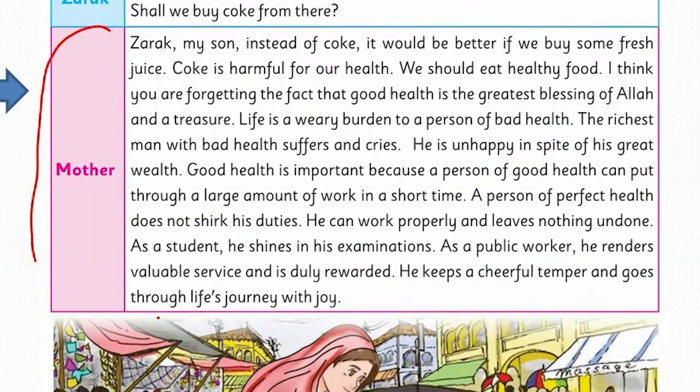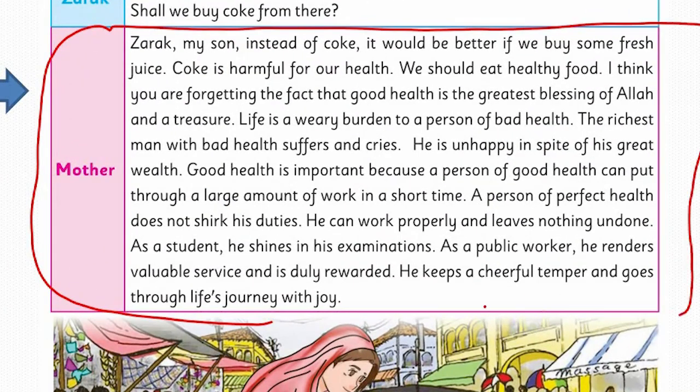So here we can see mother of Zirk told him about the importance of good food here. Zark wanted to buy Coke, but she said to him that you should buy juice, fresh juice, because Coke is harmful for health.